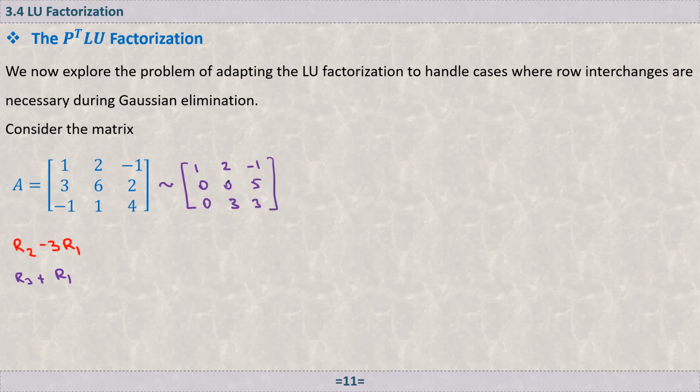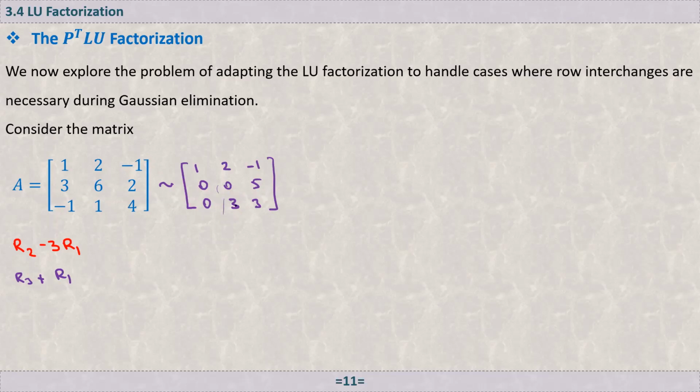Now, here we have these pivots, right? The pivot element here is 0. Multiplying the second row by any number and adding this to the third row, we cannot create a 0 here, right? So what should I do here?